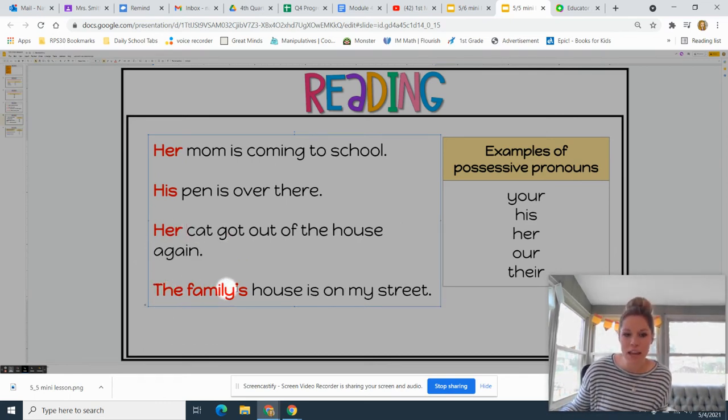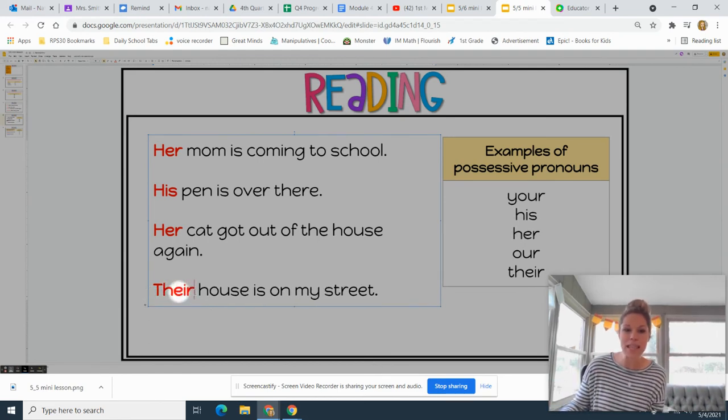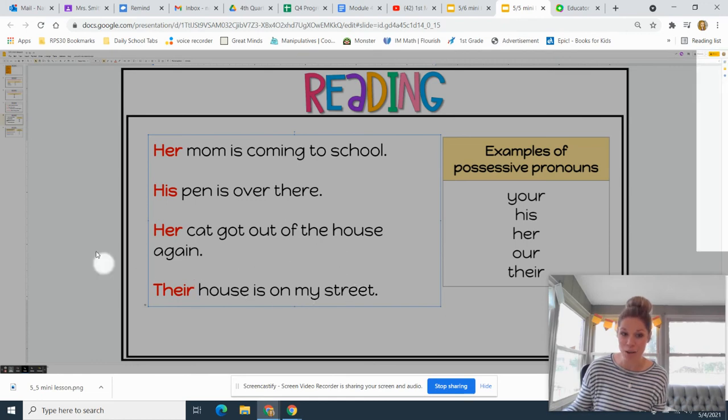Last one. The family's house is on my street. Whose house? It's the family's. We want to change it to a possessive pronoun. So which one of these would work? If you said their, you are correct. Their makes the most sense. So I could say, instead of the family's, I would change it to their. Their house is on my street. We used these possessive pronouns to take the place of a noun and make the sentences a little more interesting.